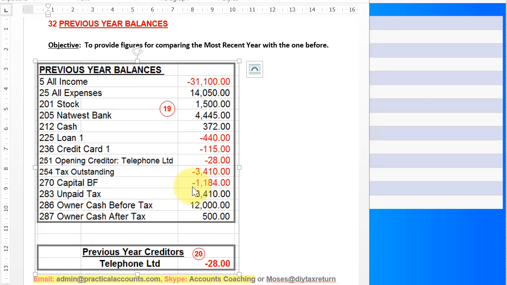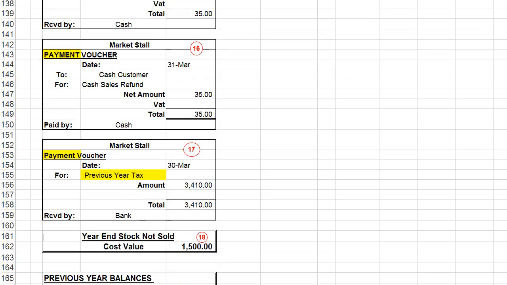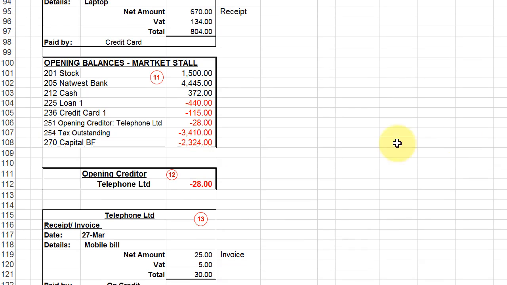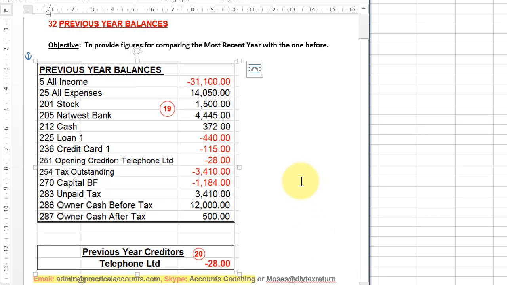And then from 270 to 287, we have one figure that is summing them. Please try to calculate that. And from 270 to 287, the sum that you get should be the minus 2324 for capital brought forward. Let's find it quickly. So these were our opening balances on document 11, if you can recall. Okay, so that's the relationship.